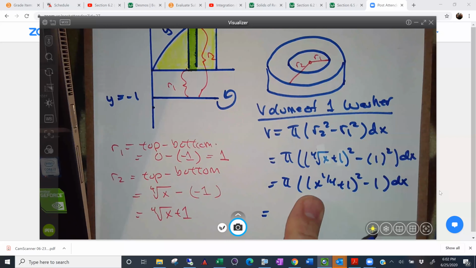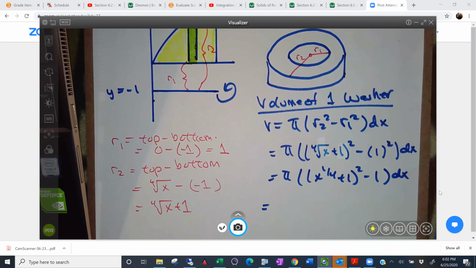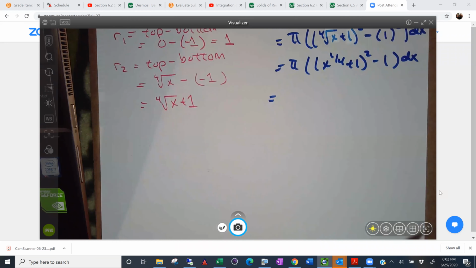And if you need to, do this on a separate sheet of paper or just do it off to the side. Do your x to the 1/4 plus 1 squared off to the side. That way you don't screw it up. You can't distribute this and go, oh, that's x to the 1/2 plus 1. It doesn't work that way. In fact, let me kind of do it down here in the bottom real quick.